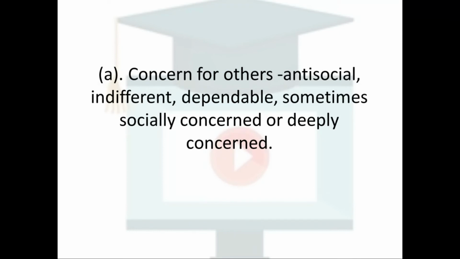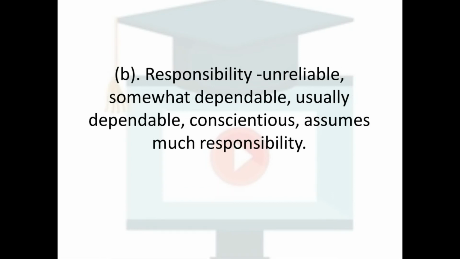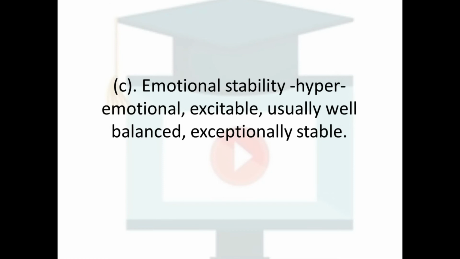Personality records should contain the following views about the students. A. Concern for others - antisocial, indifferent, dependable, sometimes socially concerned or deeply concerned. B. Responsibility - unreliable, somewhat dependable, usually dependable, conscientious, assumes much responsibility. C. Emotional stability - hyper-emotional, excitable, usually well-balanced, exceptionally stable.